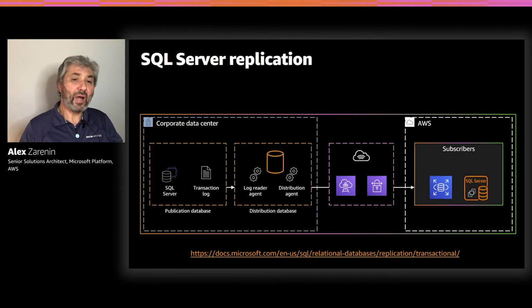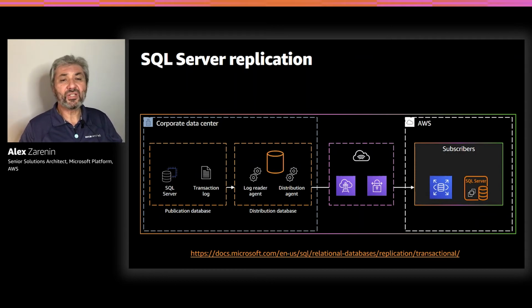Another option to migrate your databases to AWS is to use SQL Server replication. This approach would be especially fitting if you're already using SQL Server replication on premises. Then you may just add an additional subscriber on AWS.